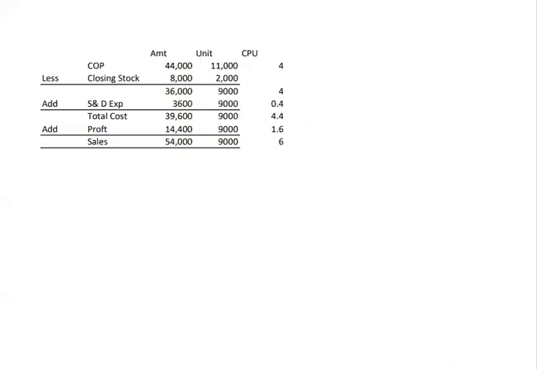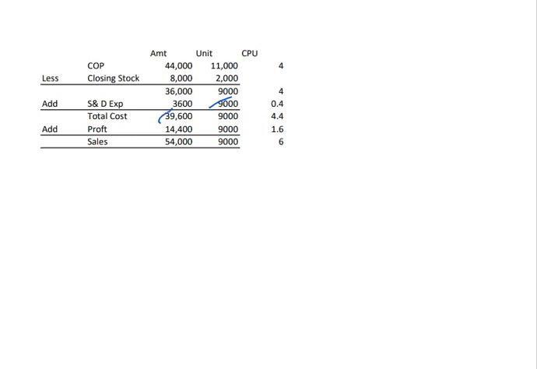Let us check the answer. The cost of production is given, that is 44,000, and the total units is 11,000. Cost per unit is 4. Okay. Closing stock units is given 2,000 and 8,000 is the closing stock value. Selling and distribution is 9,000 units. Therefore, the selling expense will be 3,600.